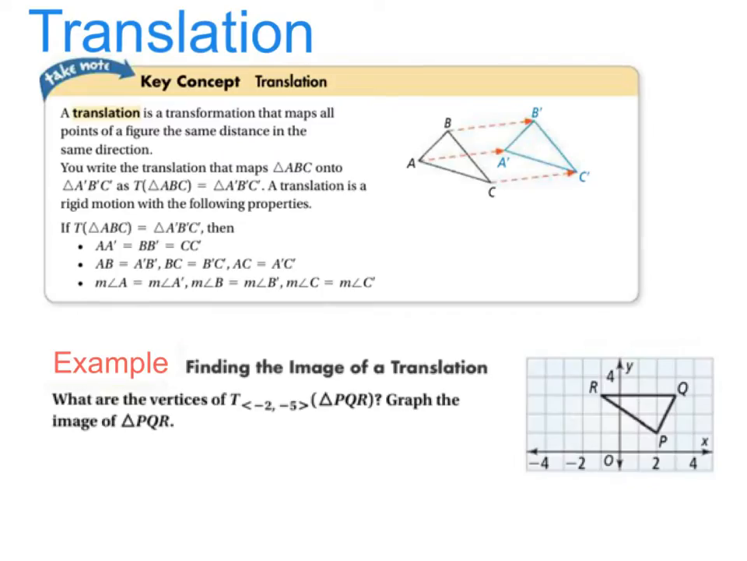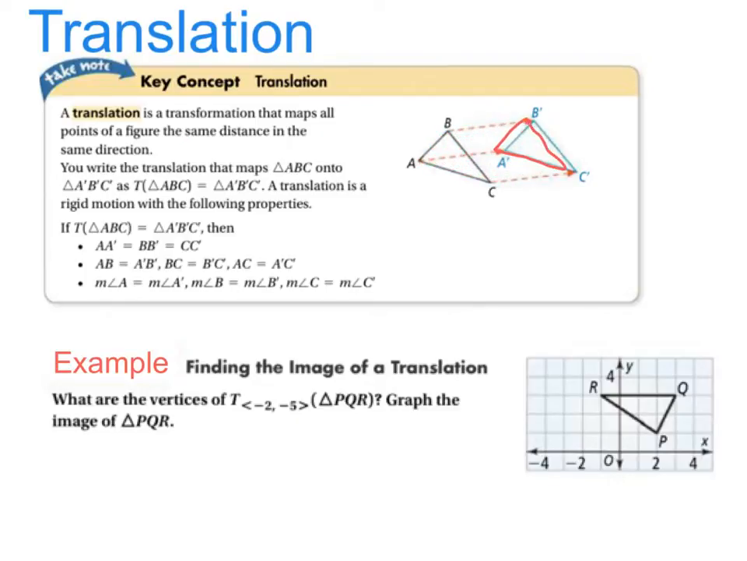So 9.1 is really about translation. And translation is a type of transformation. It's the first type of transformation we're going to talk about. And so don't get these two words confused. A translation is a type of transformation. Words sound very much similar. And a translation is simply a transformation of a slide, or something slides somewhere else, but it keeps the same orientation.